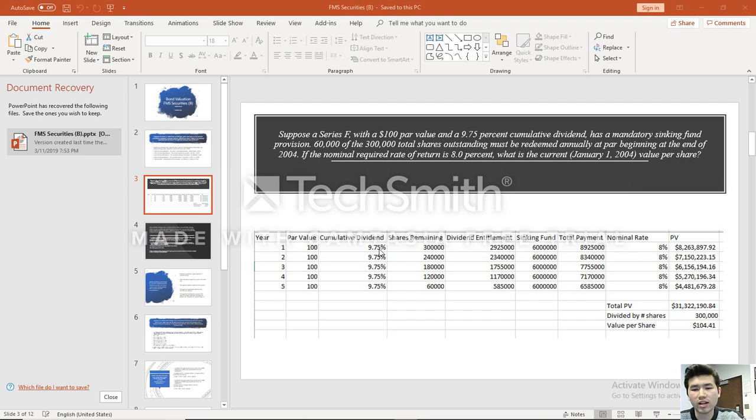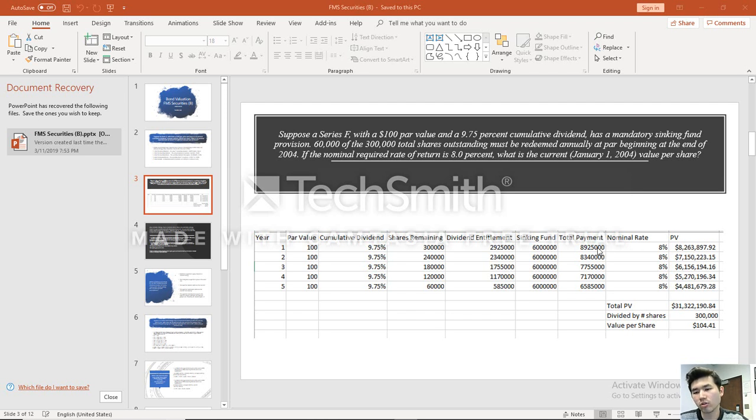In order to calculate the dividend entitlement, we take the 100 par value, multiply it by the 9.75% cumulative dividend, and multiply it by the shares remaining. To get the sinking fund, we take the 60,000 shares being redeemed every single year. That leads to the total payment of $8,925,000, which is the sum of the dividend entitlement and the sinking fund.